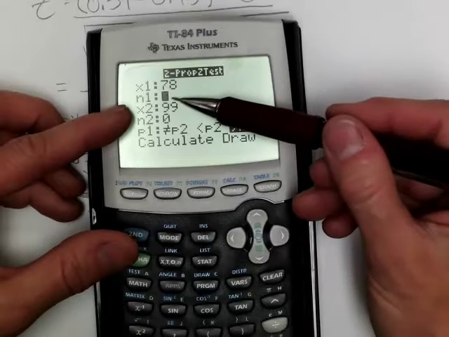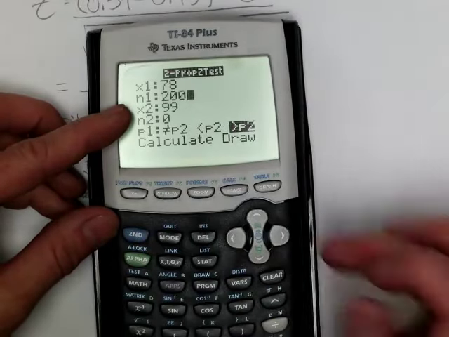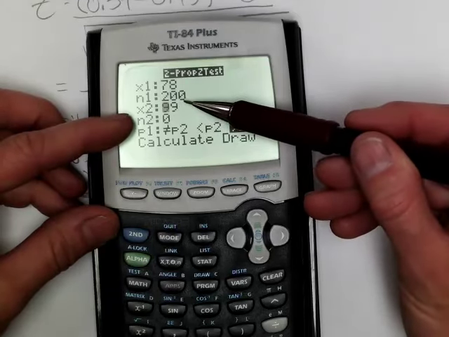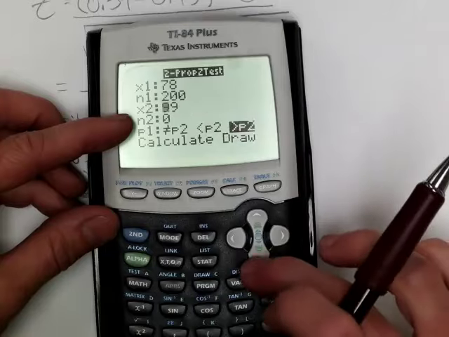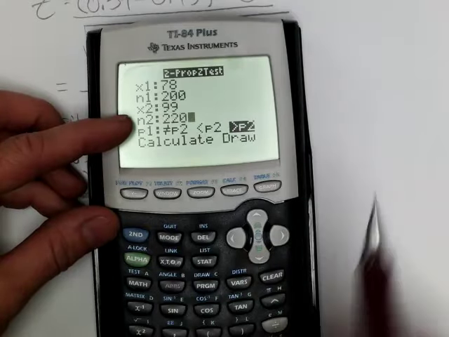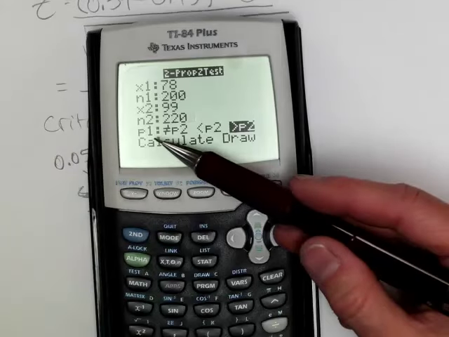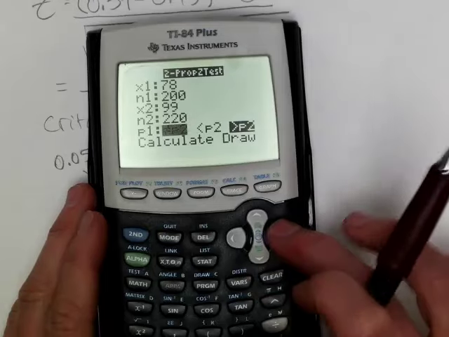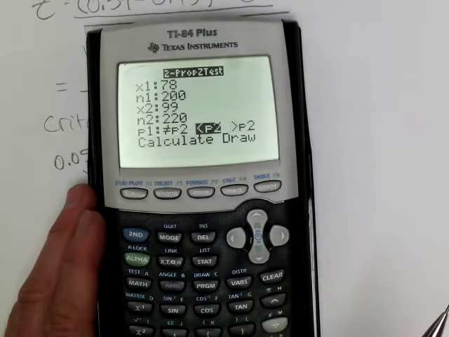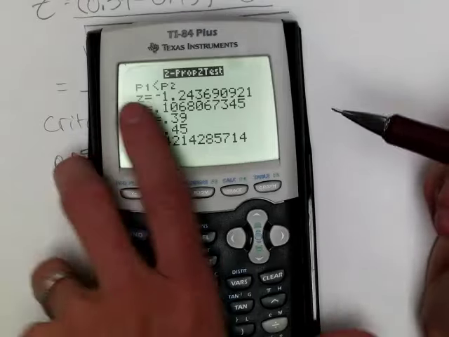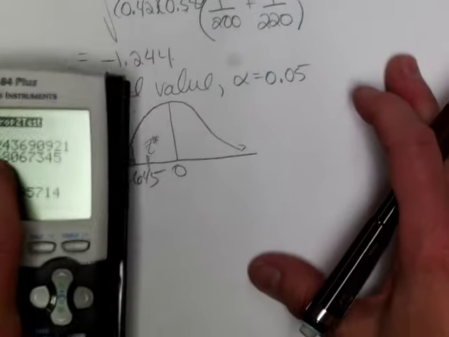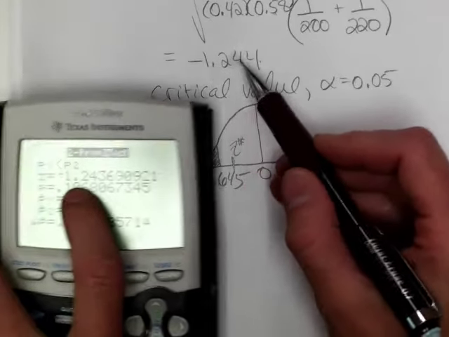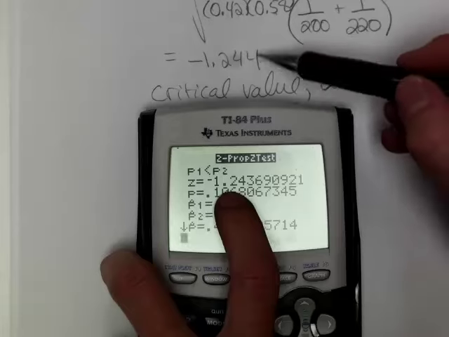My first sample size was 200 males. The number of females that were enrolled in college was 99, the number of successes for females out of 220. Now I can change the direction of the alternative. This was a lower tail test. Then press calculate. The calculator gives a test statistic of about negative 1.2436.